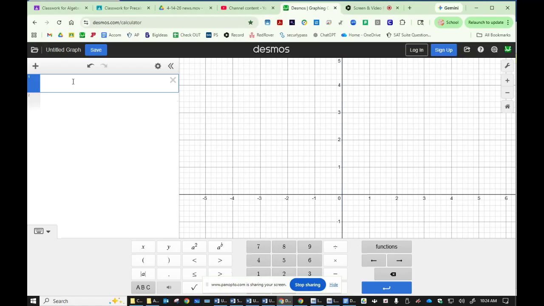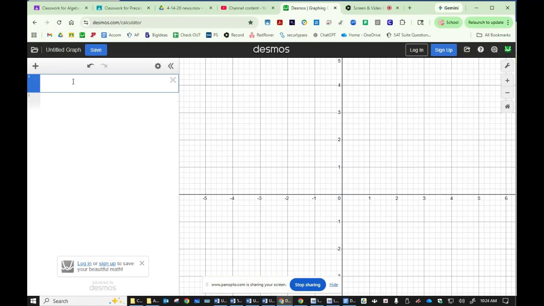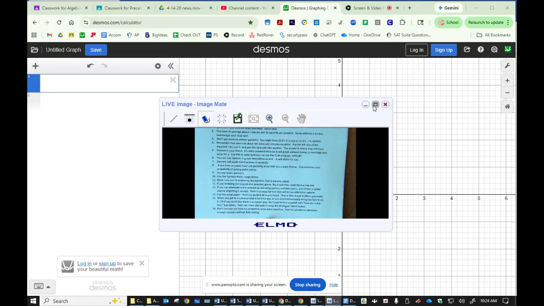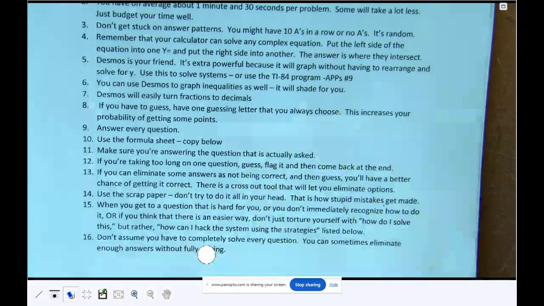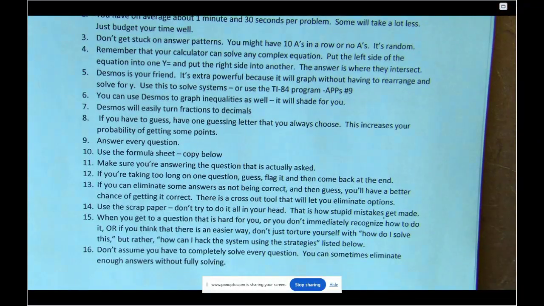Now, let me show you this. I'm getting ahead of myself. Where are my things? Okay. So the reason that I like Desmos, and this is number 5. Super important. Desmos is really nice because if you're going to graph it in your calculator, you have to get it to be y equals. Desmos will graph it even if it's not y equals.